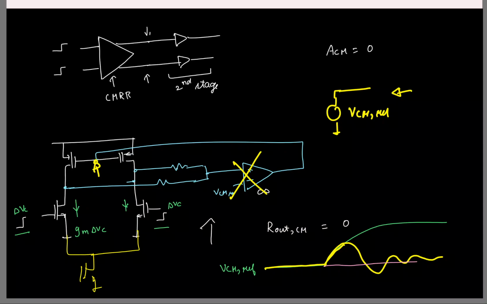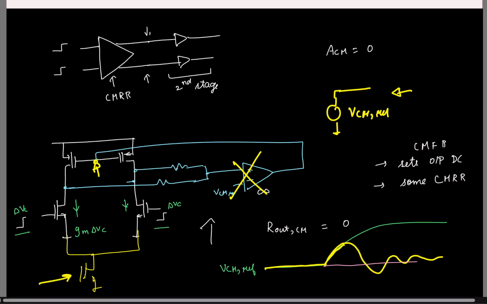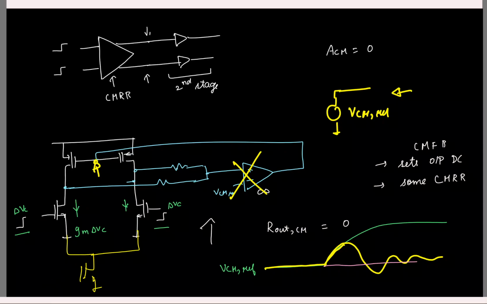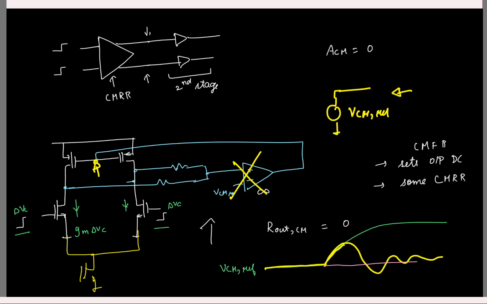So the CMFB, just to remark and finish: it sets the output DC bias, and it also gives some common mode rejection. But it is not always good enough to just rely on this common mode rejection, because the CMFB will take some time to settle. So it is always good to have common mode rejection provided by a tail current source. And the speed of this thing, what does it depend on? Omega u of the common mode loop.